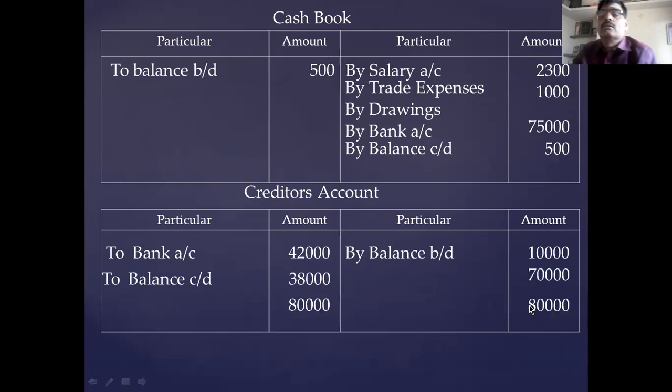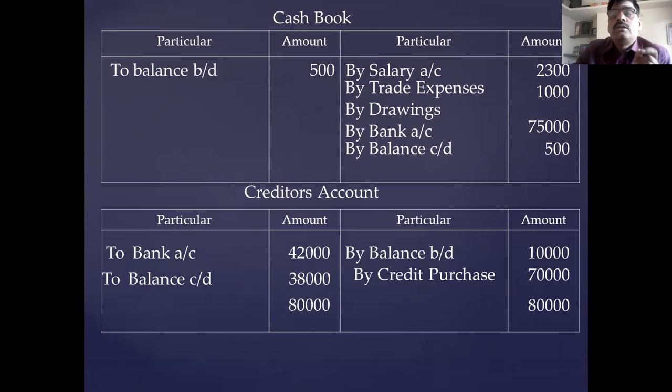The difference is 70,000. Okay, this difference is credit purchase. Credit purchase means total purchase during the year, that is, cash purchase plus credit purchase. Cash purchase is not in the cash book; there is no purchase in the cash book, it is only purchase. Then you have to calculate the sales for the year. Here I will calculate the sales for the year.